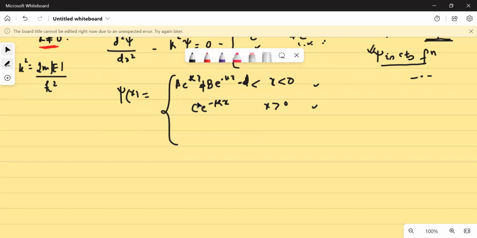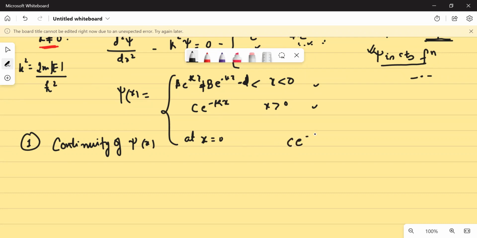Okay. Now there are two conditions. The first condition is that we should have continuity of the wave function at x equal to 0. That is one part. So if my solution is continuous at x equal to 0, then c e to the power minus 0 should be equal to a plus b. That is, your a plus b should be equal to c. The first thing is this.